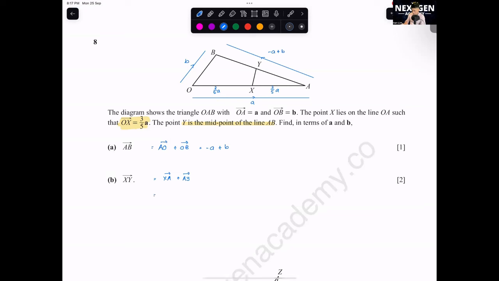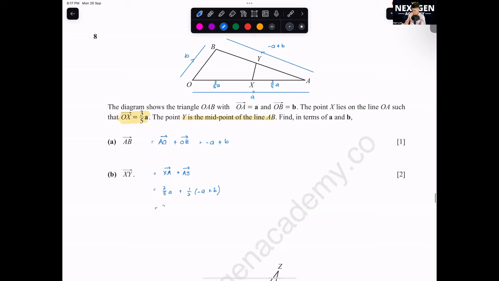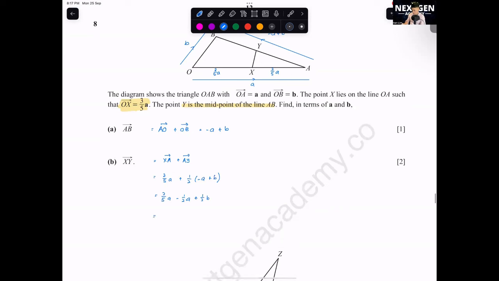So here XA is 2 over 5a plus half of AB, so half of negative a plus b. Which you will get 2 over 5a minus 1 over 2a plus 1 over 2b. You end up with negative 1 over 10a plus 1 over 2b.